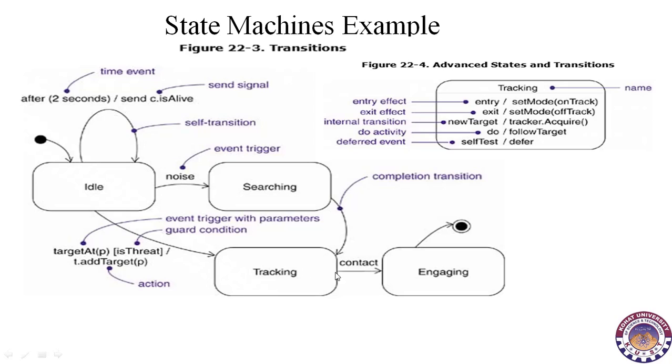After that the engaging state will be called if it provides good context, and after engaging the system will be terminated. Now if there is certain noise after searching, then the tracking state will be called, and after tracking the engaging state will be called here. This is a very advanced state transition diagram. You can see here that there are multiple states, and this is in fact a threading system where different states will be called.